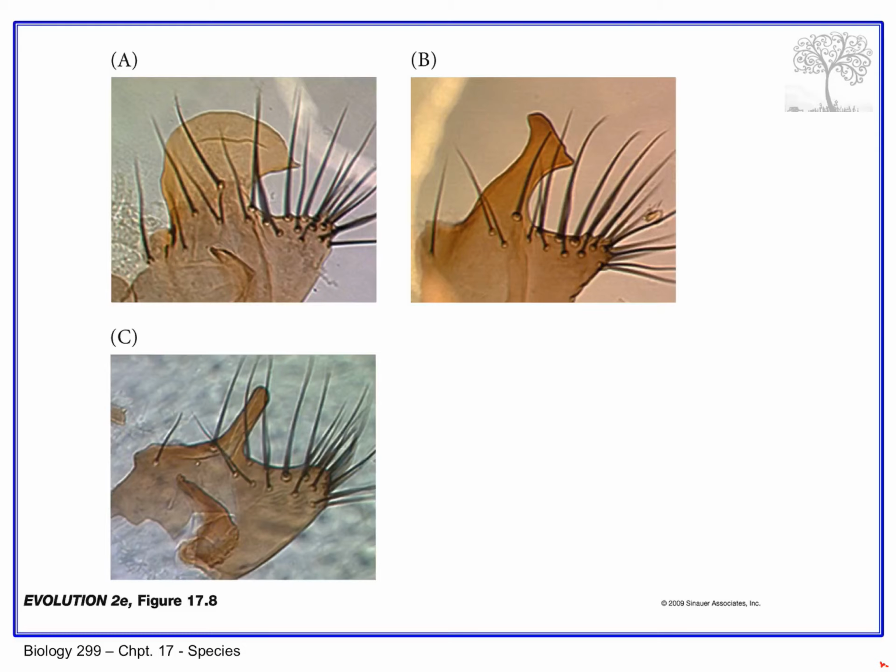Okay, everyone, this is the second half of the video lecture for chapter 17 on species. If you recall, at the end of the first half of this chapter, we were talking about prezygotic barriers. These are barriers that prevent formation of hybrid zygotes.